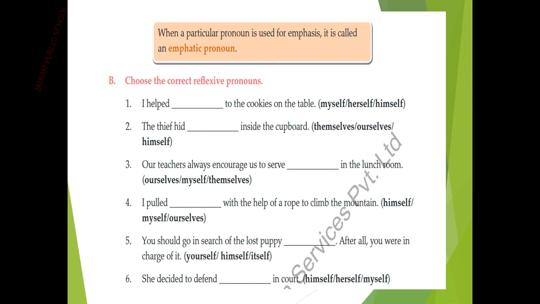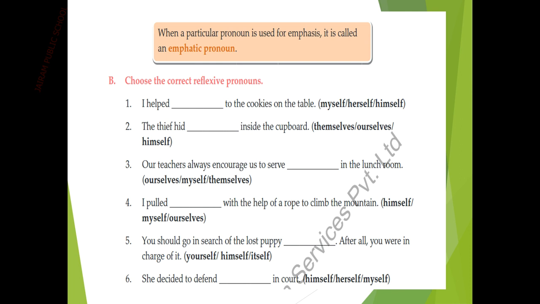4. I pulled dash with the help of a rope to climb the mountain. So here I is the subject, so instead of I, you should use myself. I pulled myself with the help of a rope to climb the mountain. Number 5. You should go dash in search of the lost puppy. After all, you are in charge of it. So, you as a subject, when it comes to the reflexive pronoun, you should change the pronoun you into yourself. You should go yourself in search of the lost puppy. After all, you are in charge of it.